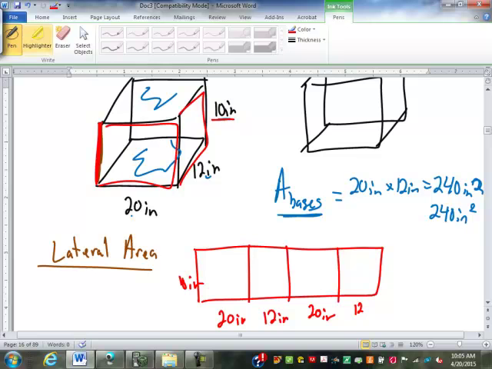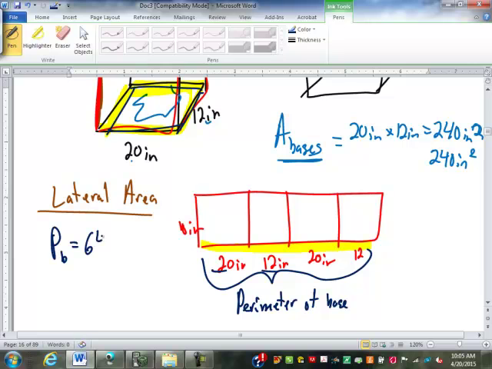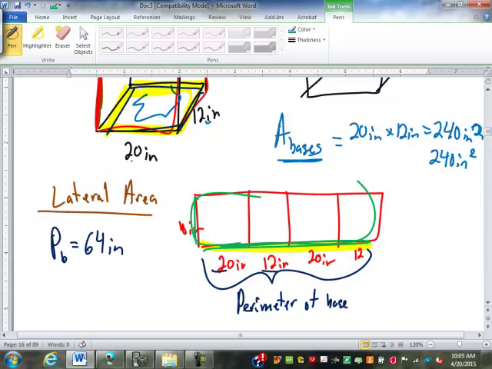Well, what's this dimension across here end up being? It's just the perimeter of our base. 20 plus 12 plus 20 plus 12 is the perimeter of our base. Not divided by 2. So the perimeter of the base, if we add those all up, is 64. The lateral area, which is the area of this rectangle, is that length times this height of 10. So the lateral area is the perimeter of the base times the height.